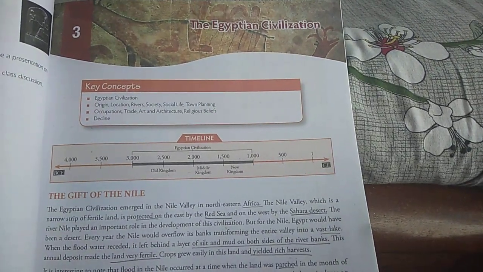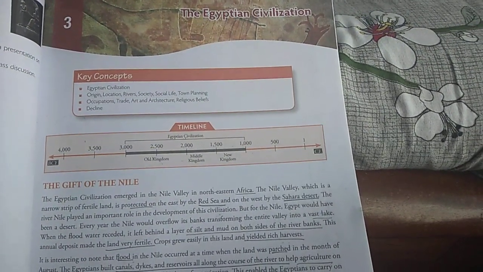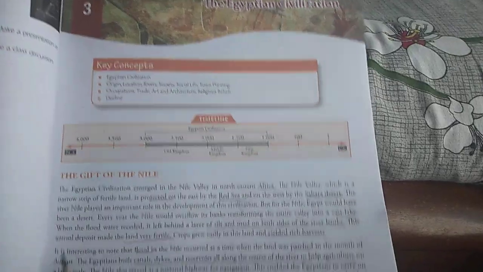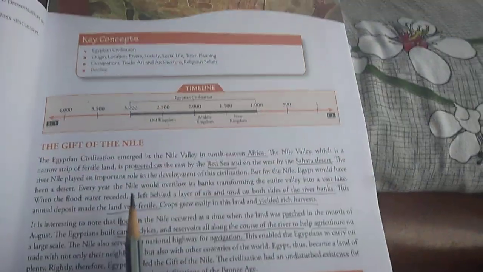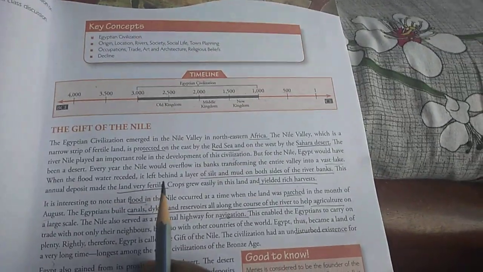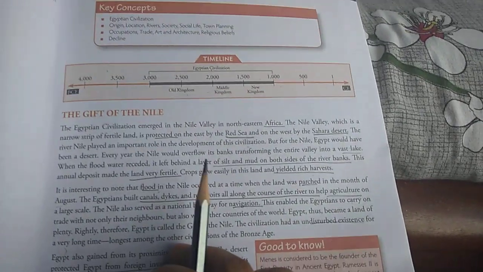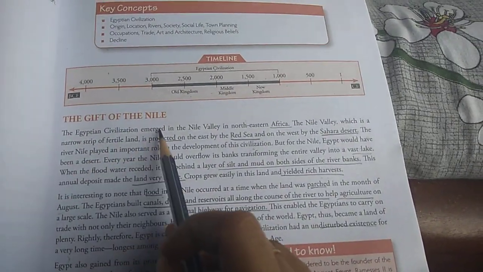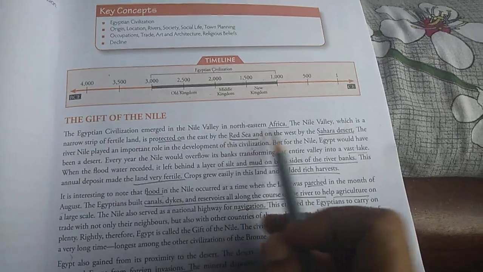Today I am going to discuss the Egyptian civilization, that is your chapter 3. The video has already been sent to you, but now I am going to discuss it with you so that you can see the video and understand the chapter. So here it starts. The Egyptian civilization emerged in the Nile Valley in northeastern Africa.